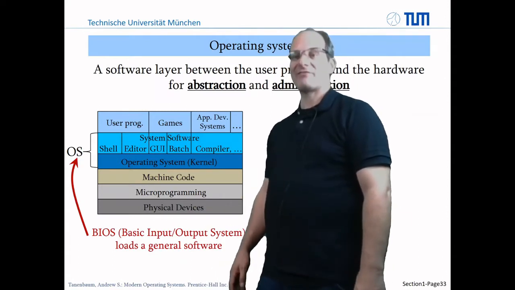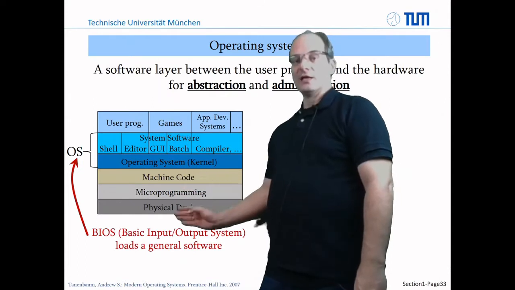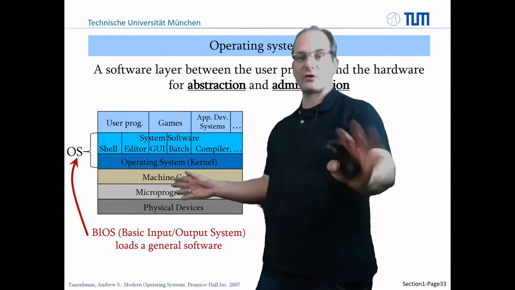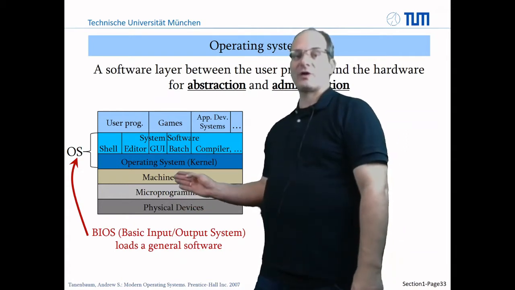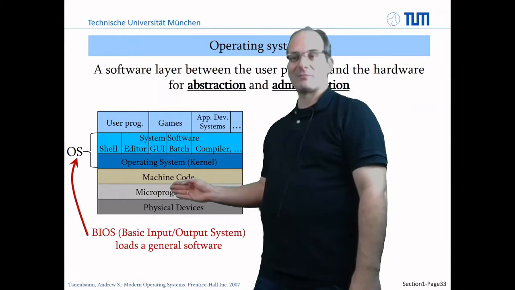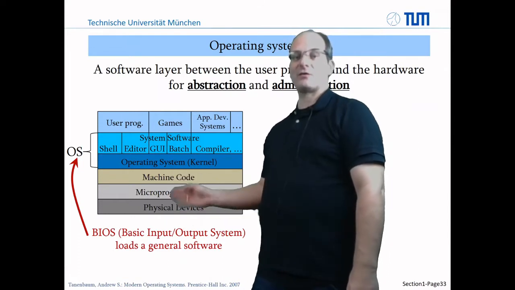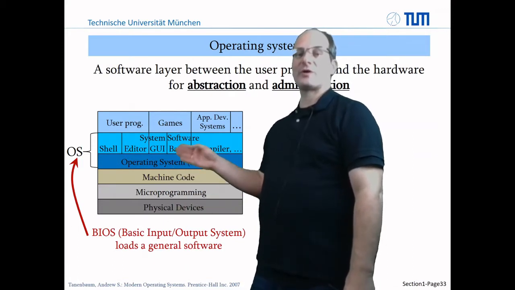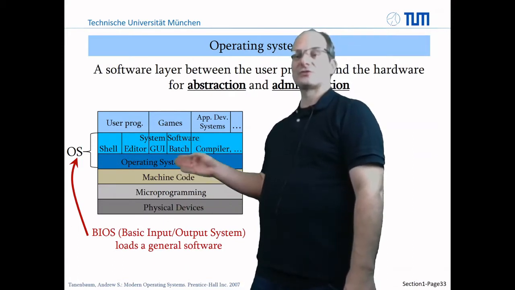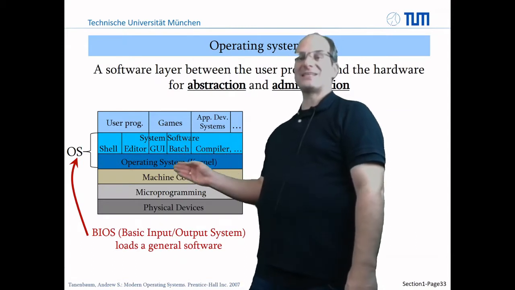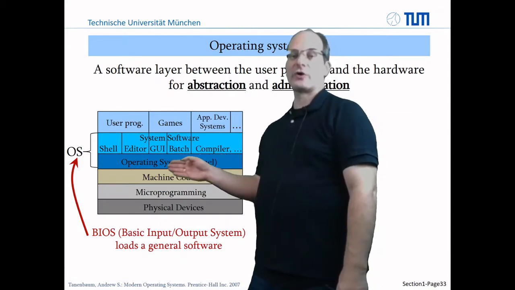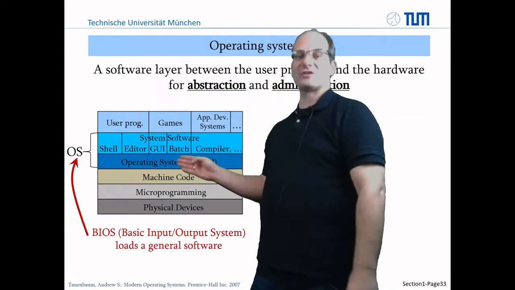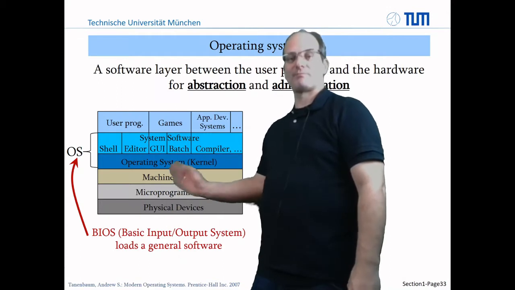So what you have is the physical device, you have these microprograms, hardware coded or whatever. You have this machine code, this assembly stuff, which is specific. All of this is very vendor specific. And then you have the operating system part. This operating system part is based on a kernel, which is the internal part, so everything you need to control this hardware.